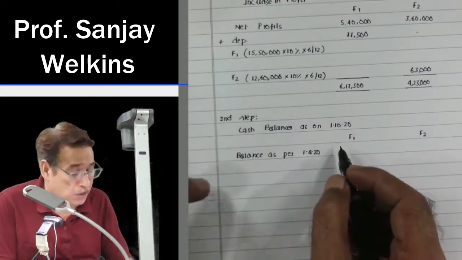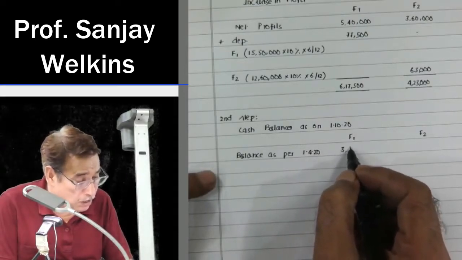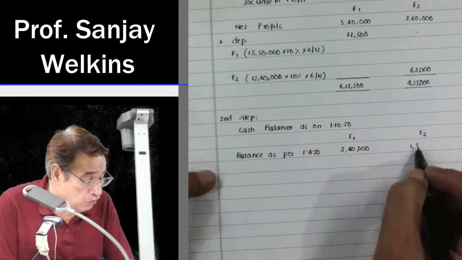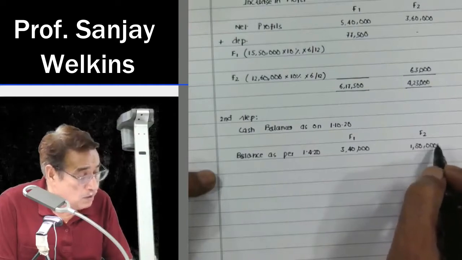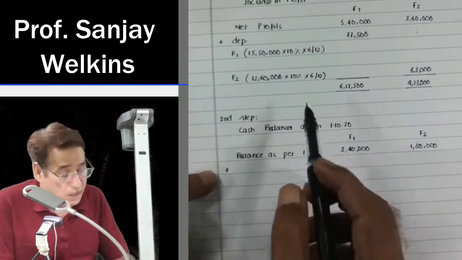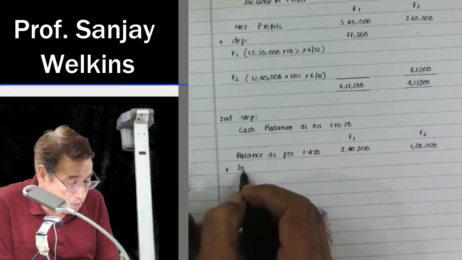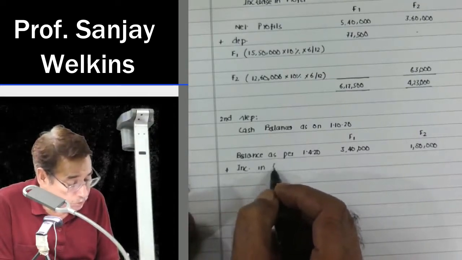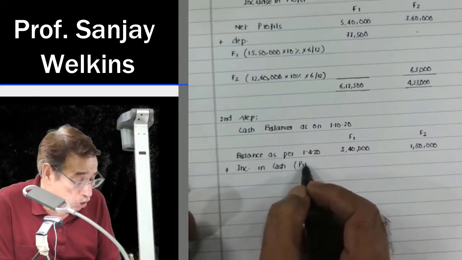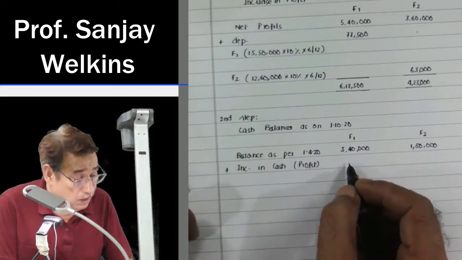So I will look into the balance sheet and try to find out the amount of cash balance. That is 3,40,000 for F1 Limited and 1,80,000 for F2 Limited. Correct? Now, as we know, an increase in cash profit is nothing but an increase in cash. So I write here increase in cash profit. Increase in cash profit means increase in cash. Correct?